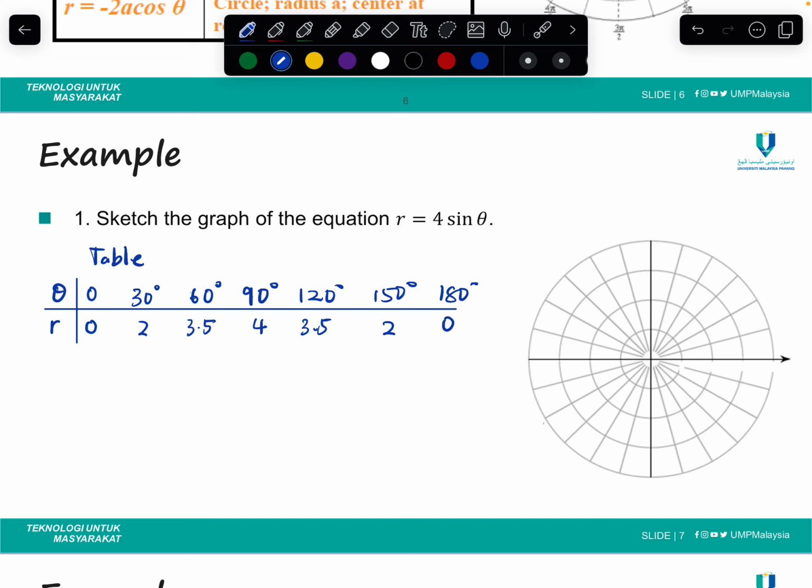Next is to plot on the polar coordinate system. In the polar coordinate system, the 0 degree is always at the right hand side, like this. And if we go upward, we get 90 degrees, 180, 270. And 30 is here, 60, 120. So we complete the table.